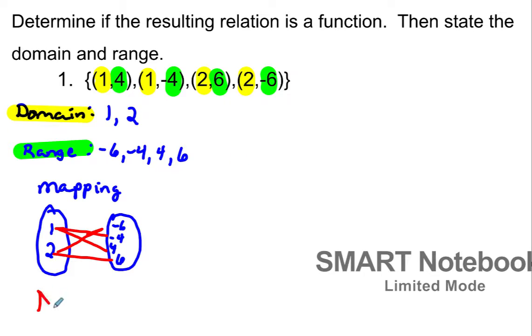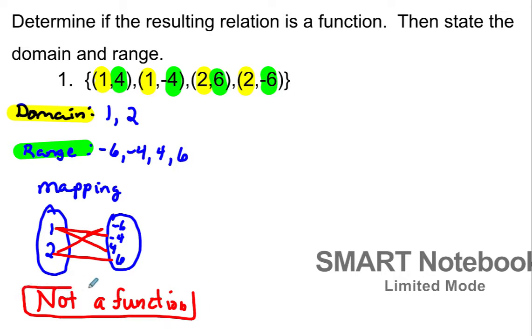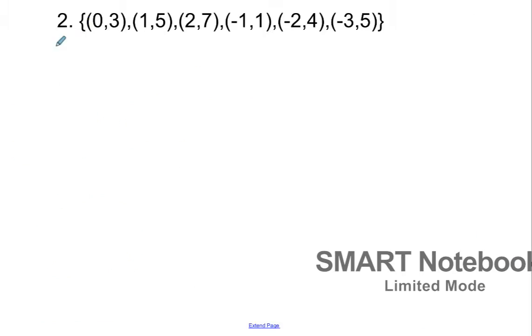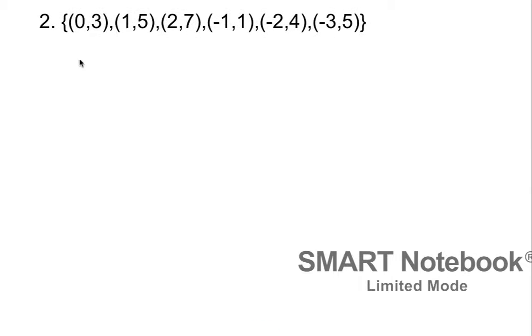Notice on each of these, on the 1, we have 2 lines going out of it. So this means that this is not a function. And we have 2 lines going out from the 2. So this is an example of not a function. It's just a relationship. On our second example, let's do this again.